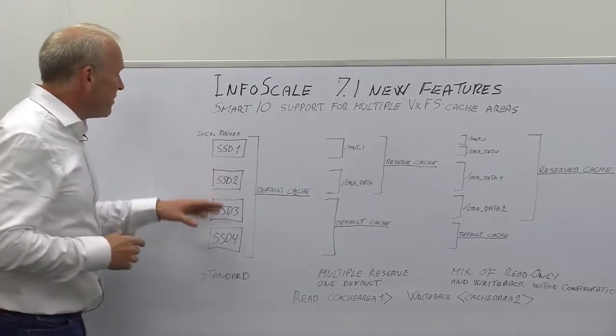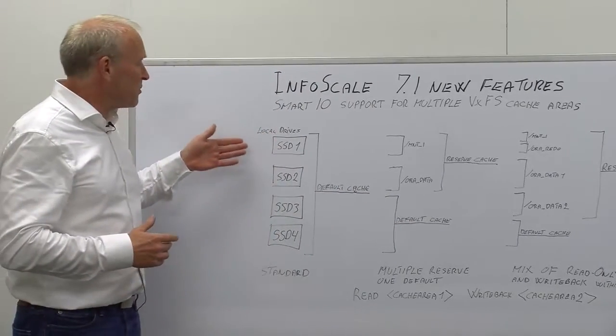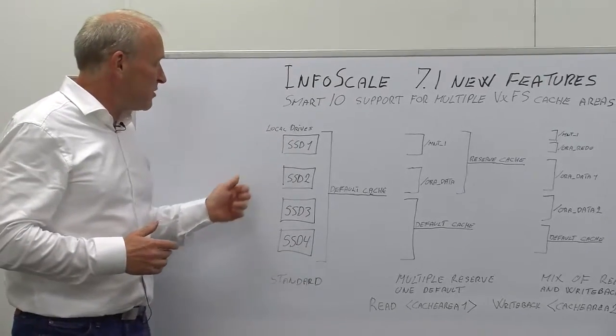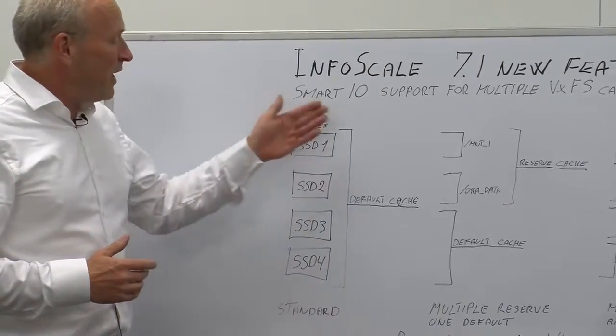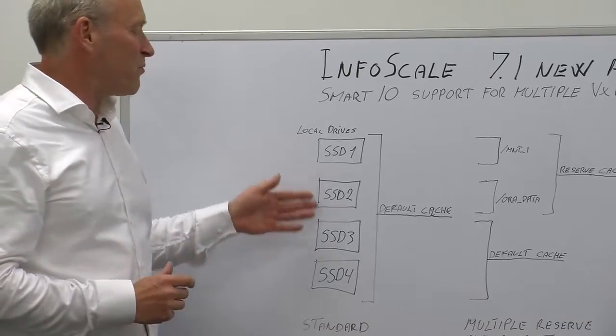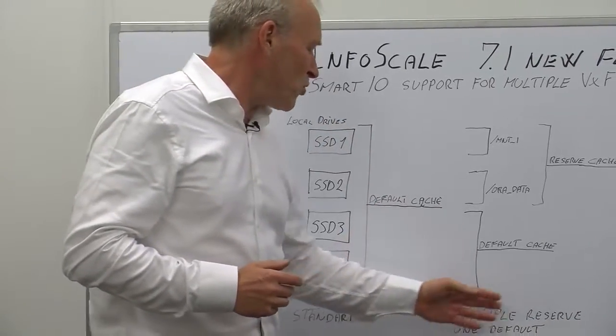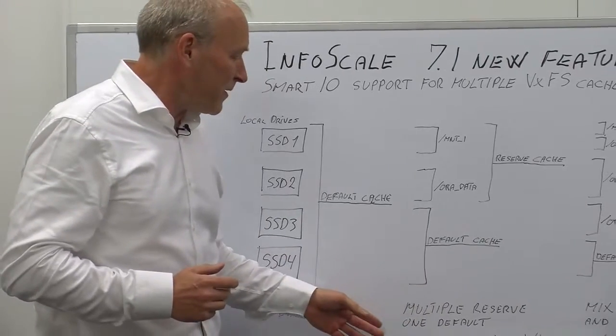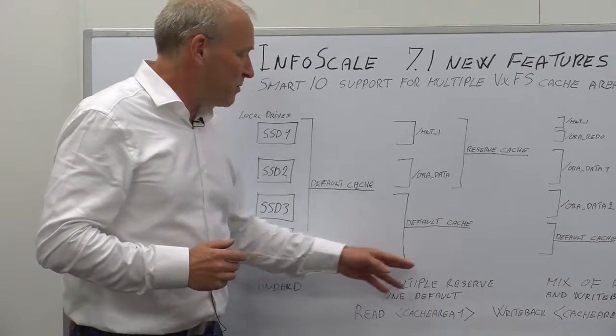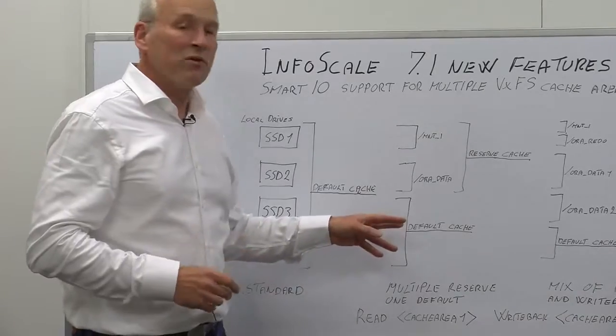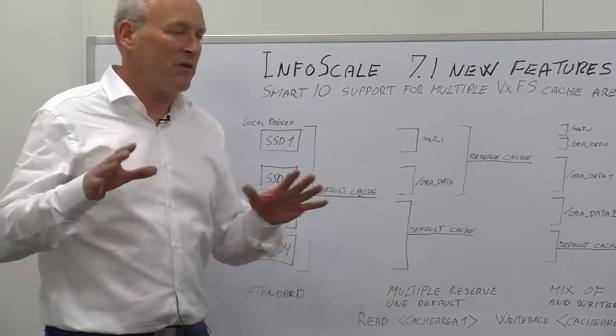So what we see here is that we have our local drives. It could be SSD 1, SSD 2, SSD 3, SSD 4. And in the standard configuration, we had this as a default cache area. The new part we have now is that we support multiple reserved areas, but still only one default area. So that's kind of where we are now.